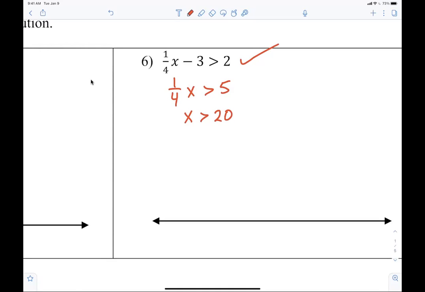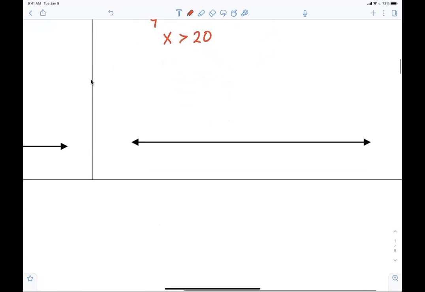I want you to just tell me what the answer is. So now you have to graph x is greater than 20. So I put -20 and I put 20. And what do we have? Open circle at 20 going which direction? Right.